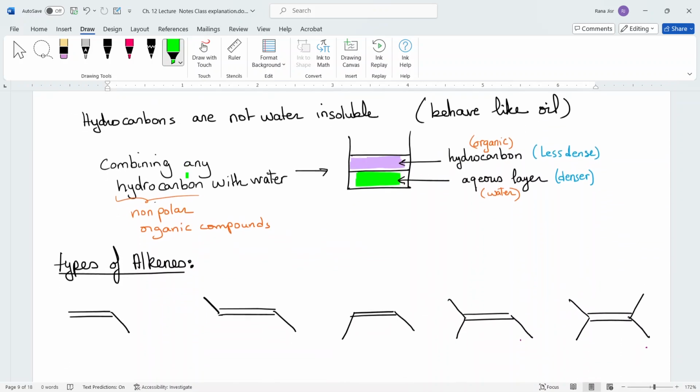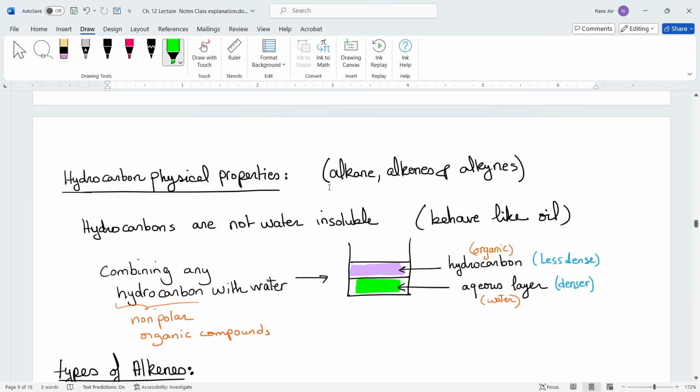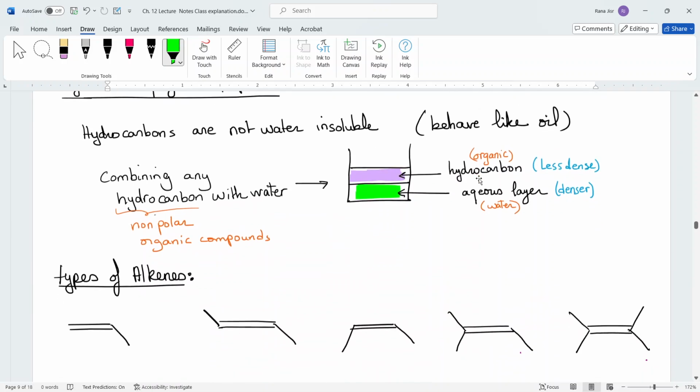Please remember that alkanes with less than 5 carbons are gases, and with more than 5 carbons, they are liquids. Alkenes and alkynes are all liquids, and all of those are water insoluble.